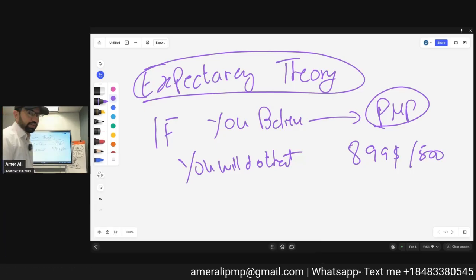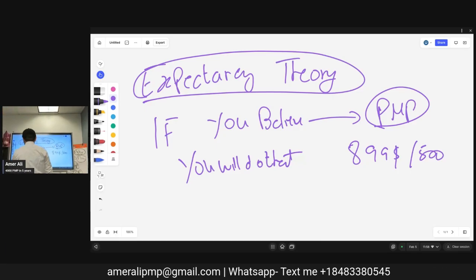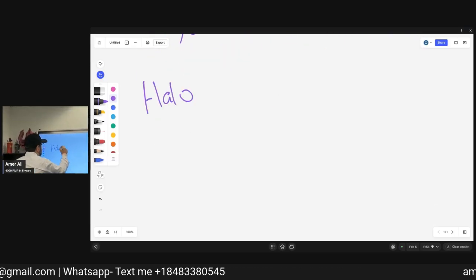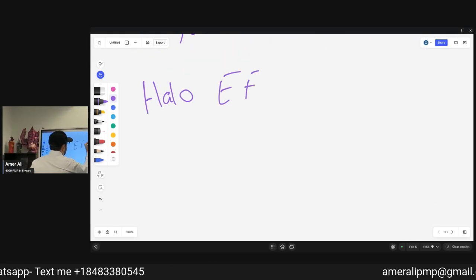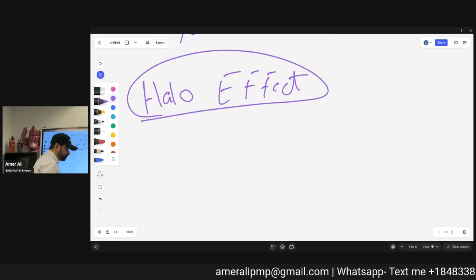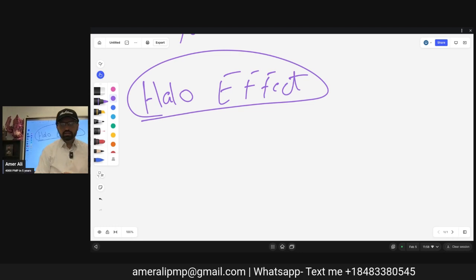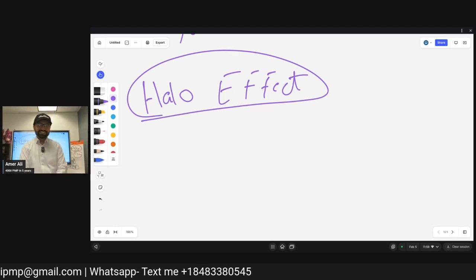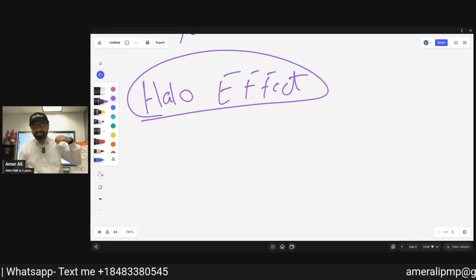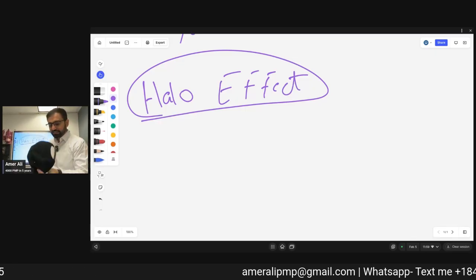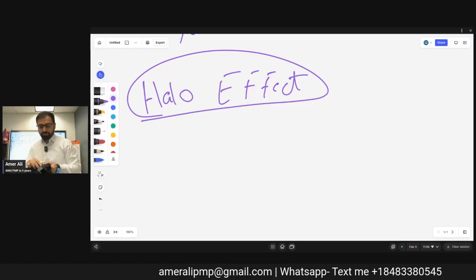Good. Okay, expectancy theory. Then I guess the last theory here. There are other theories, but I don't want to boil down only in theories. Halo effect. Now this is a very interesting thing. How many of you are wearing branded clothes right now? This shirt and this cap. So this cap belongs to VFriends.